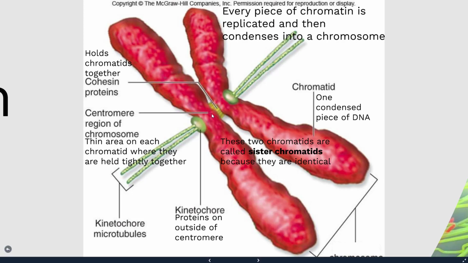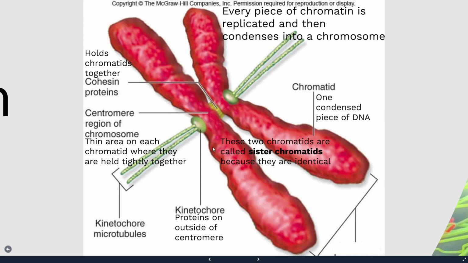The centromere doesn't have to be right in the middle. It can be shifted off to one side or the other, or really close to one edge or the other. But it's the centromere. Okay, other parts. We have proteins on the outside of each centromere here and here. These proteins are referred to as kinetochores.